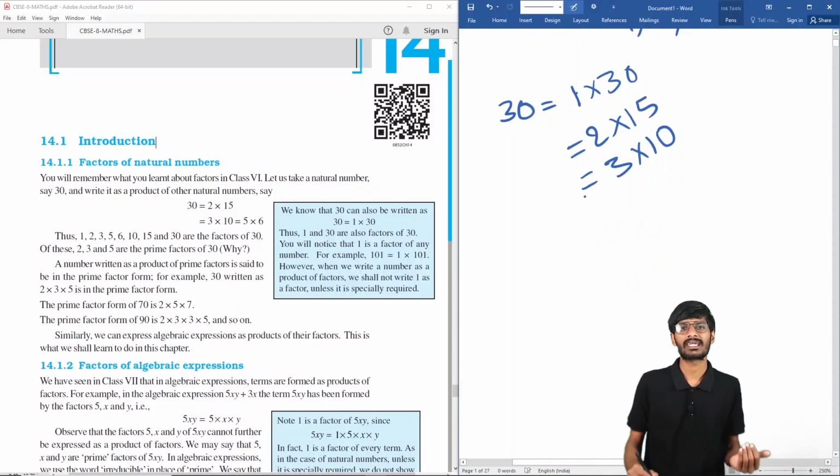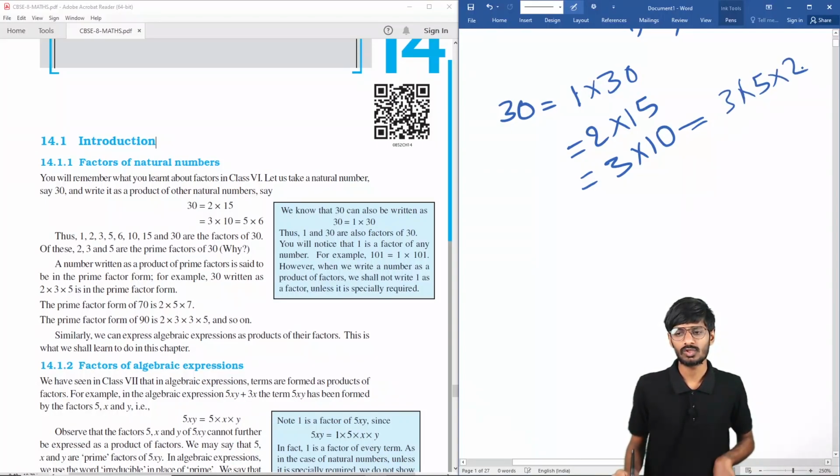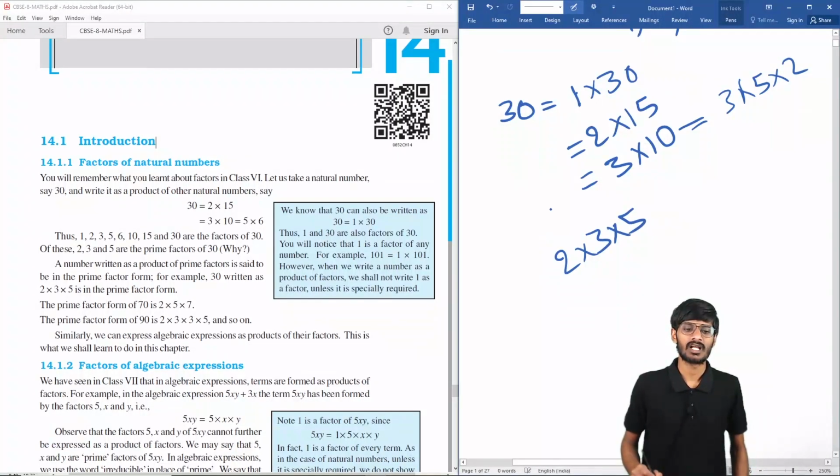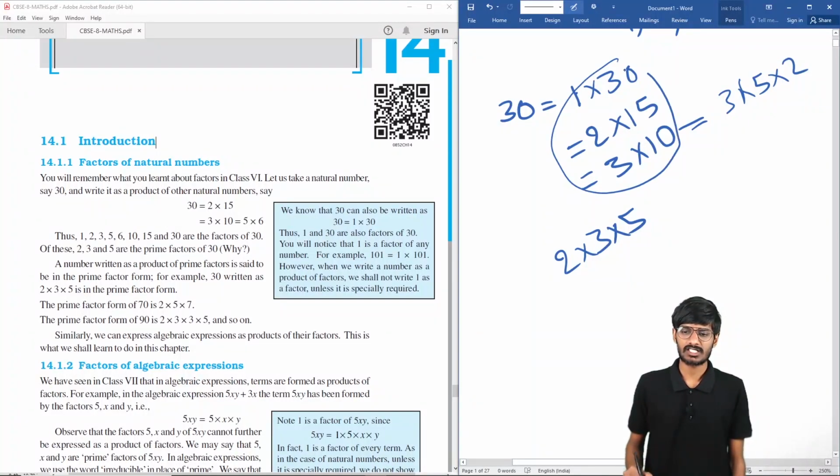In different ways we can write it, students. In all these situations, if you observe here, 3 into 10 can be written as 3 into 5 into 2, since 5 2s are 10, which means it can be written as 2 into 3 into 5. So here, just observe these situations.